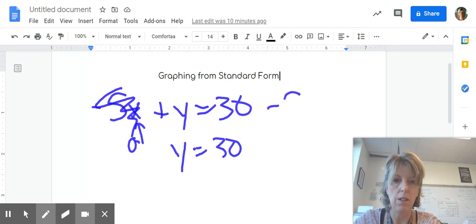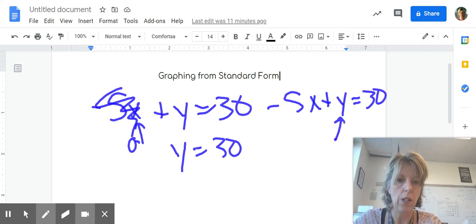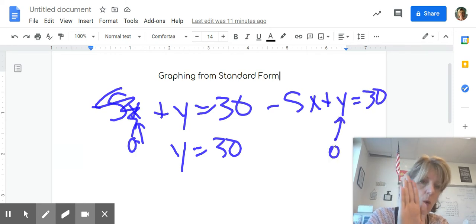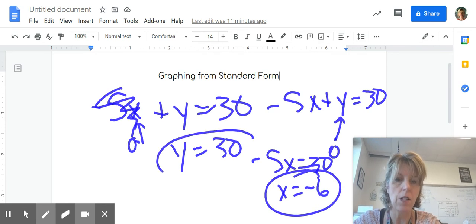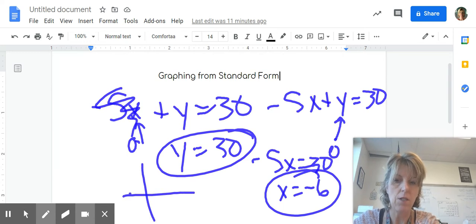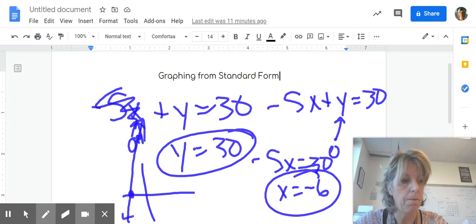Take the same thing, negative 5x plus y equals 30, but put the 0 in right here. So it covers up the y, makes it go away, and we get negative 5x equals 30, which means x equals negative 6. So our intercepts are x is negative 6 and y is 30. If we graph that, x is negative 6 will be a point over here, and y is 30 will be a point up high. So our graph will look something like that.